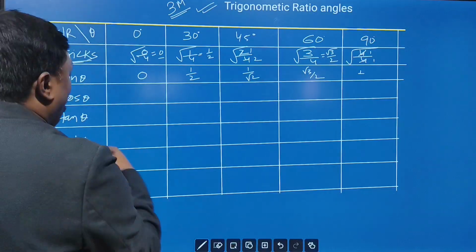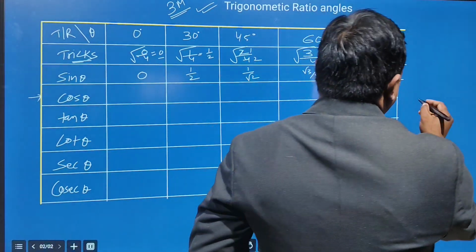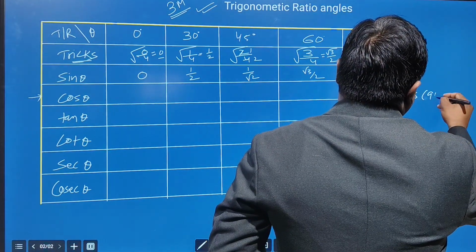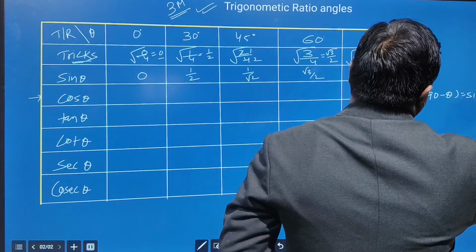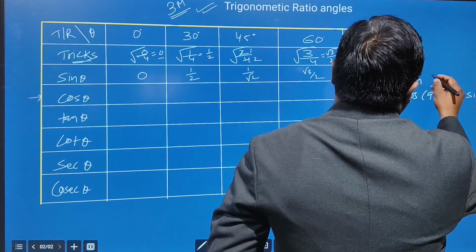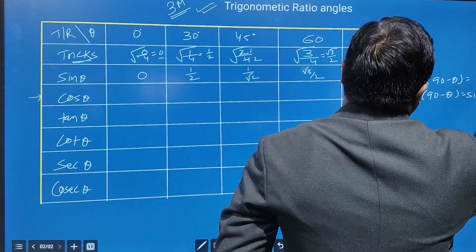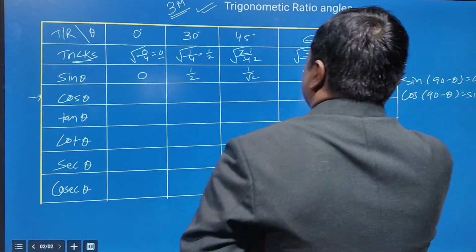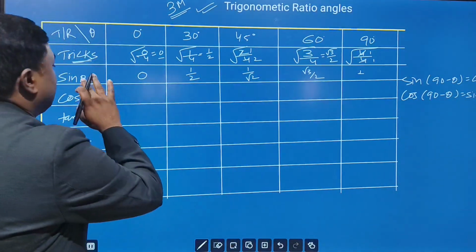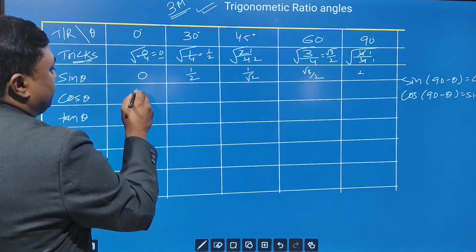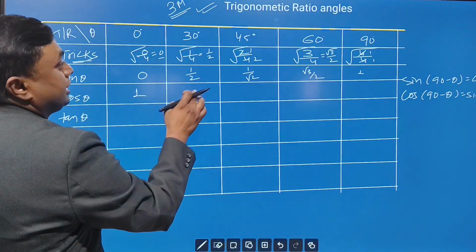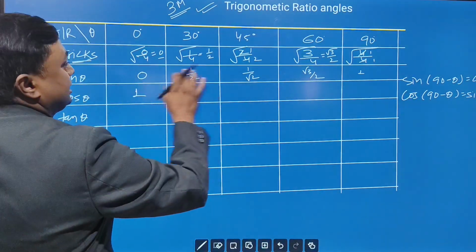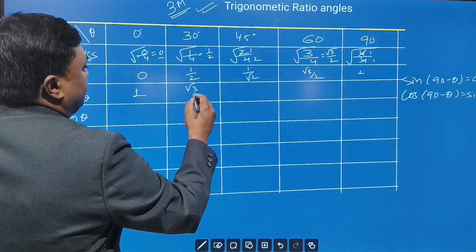Now sin and cos are complementary. It means cos of 90 minus theta is equal to sin theta. Sin of 90 minus theta is what? Cos theta. So just reverse and write. Sin 90 is equal to cos 0, that is 1. Similarly, cos 30 is equal to sin 60. So what is sin 60 value? Root 3 by 2. So you write root 3 by 2.